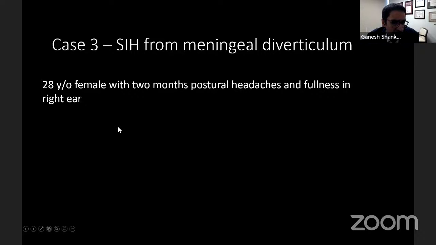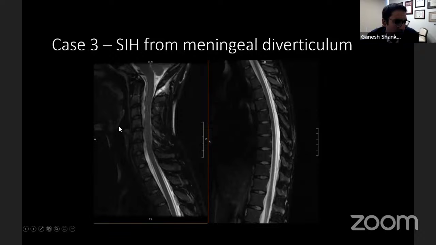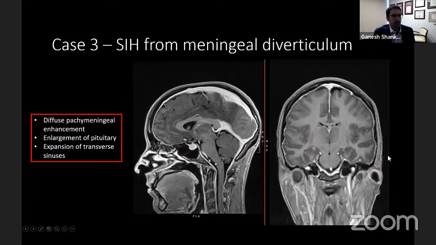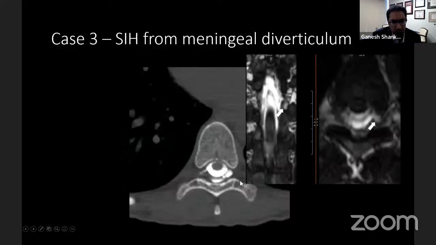28-year-old female presenting with 2 months of postural headaches and fullness in her right ear. She also has a ventral epidural collection in the cervical spine and the dorsal thoracic spine. She has the canonical findings of diffuse pachymeningeal enhancement. She also has enlargement of the pituitary, as well as expansion of the transverse sinuses.